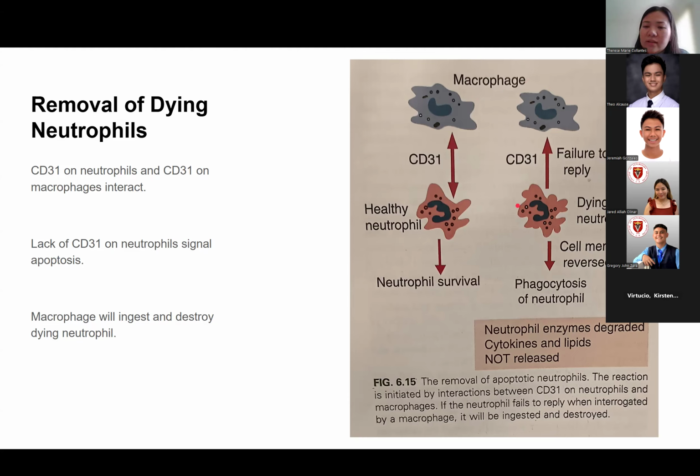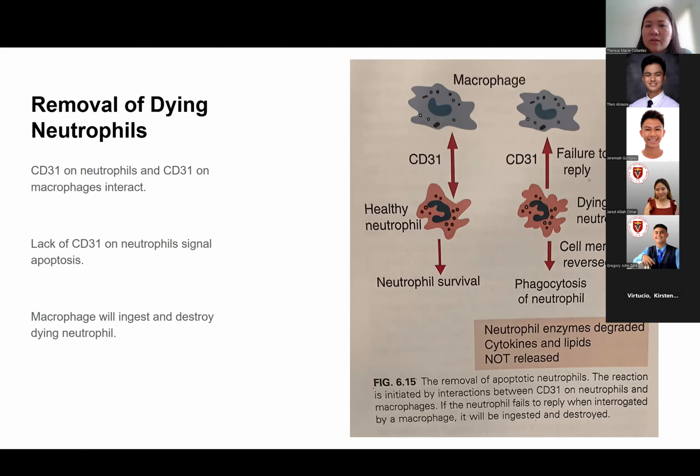Now, when it comes to the dying neutrophils, we mentioned in class when we talked about neutrophils that they have a short lifespan. They will survive for about a week or so, and the dying neutrophil usually will lack the cellular marker, which is CD31. This lack of CD31 indicates that the neutrophil is going into apoptosis. It's a very, very early signal that the neutrophil is going to die.